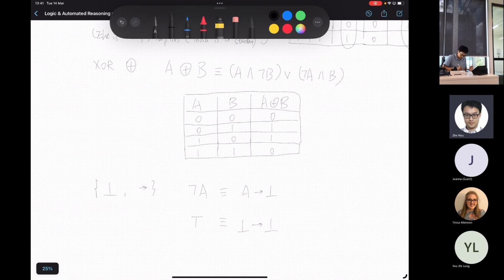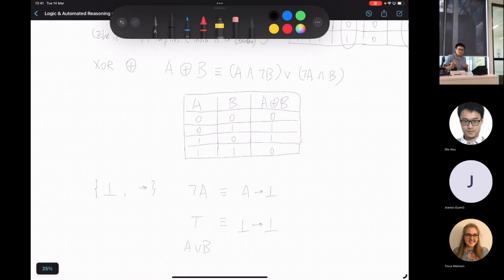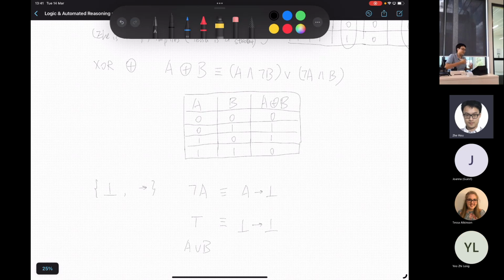Now what is A or B? This one's a bit complex. You know that there's a relation between or and implication. You just need to reverse engineer that relation, and then you get the definition for or, and then you get the definition for and, and eventually you can define everything else. That's the idea. I'm not going to expand on that today. So not and implies are the minimal things you need to define everything else.